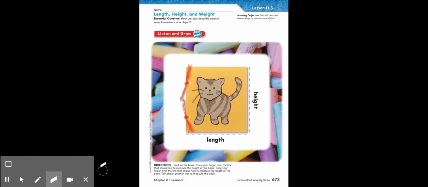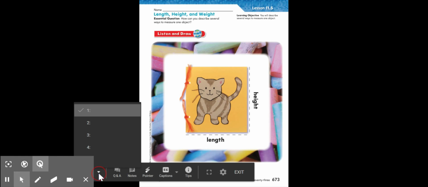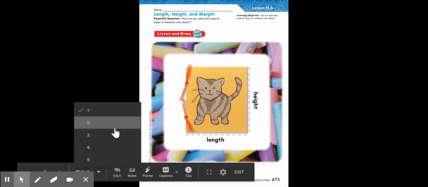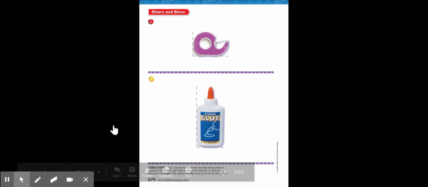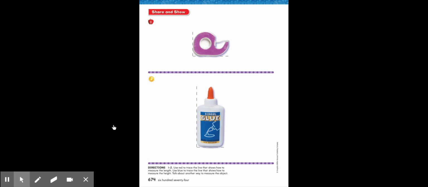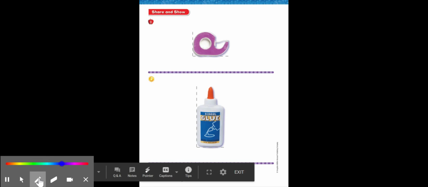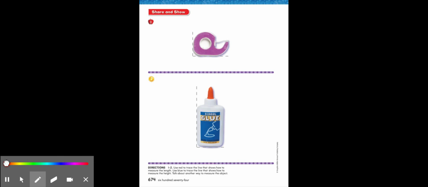Now, I think it will be a breeze for you to go through these next couple of pages because you are masters at measuring. But let's do a couple together. First, we're going to be using red and blue today. Red will represent length and blue will represent height. Let's measure how long the tape is. I'll start here at the bottom and go across as best as I can in a straight line to measure length.